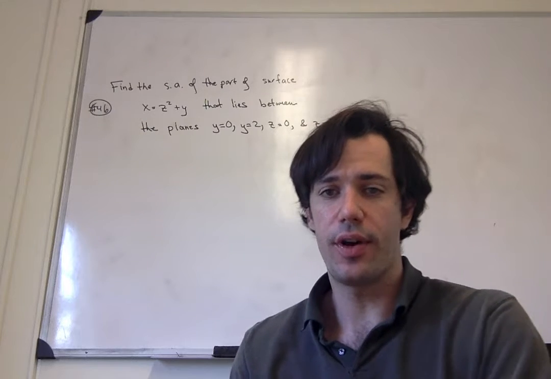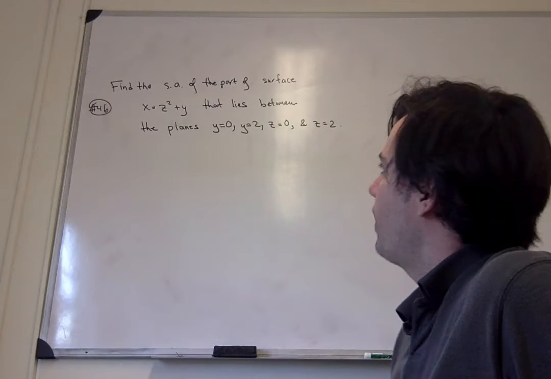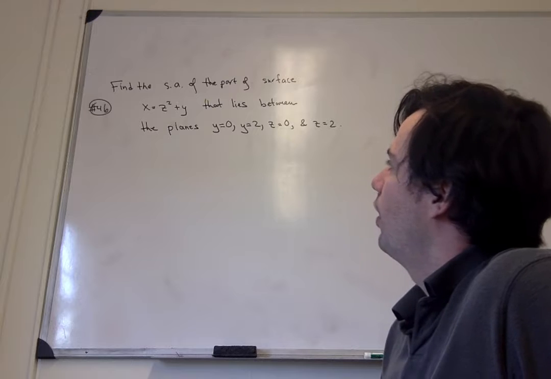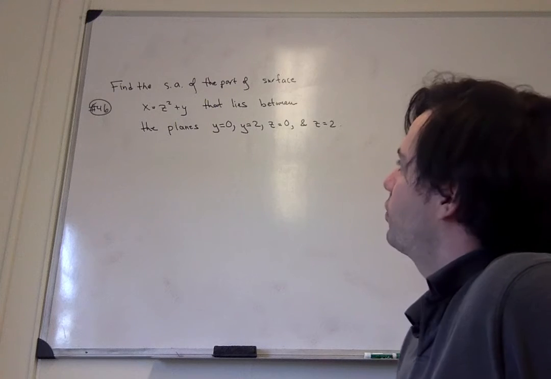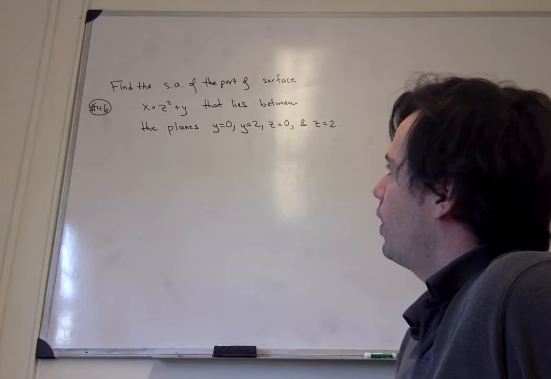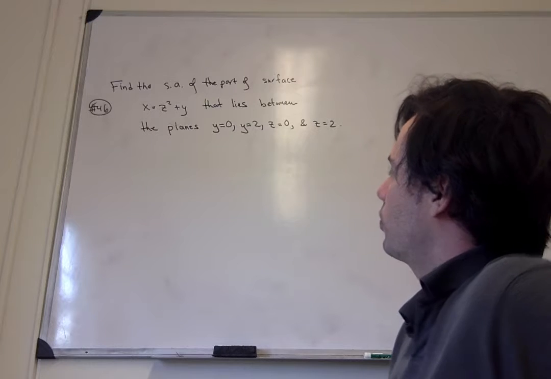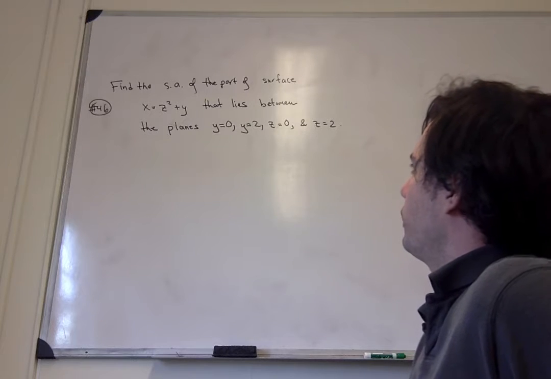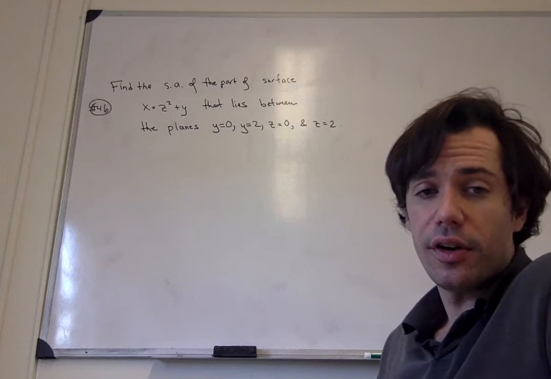Okay, so let's keep going. We're now going to solve problem 46. Find the surface area of the surface x equals z squared plus y that lies between the planes y equals 0, y equals 2, z equals 0, and z equals 2.